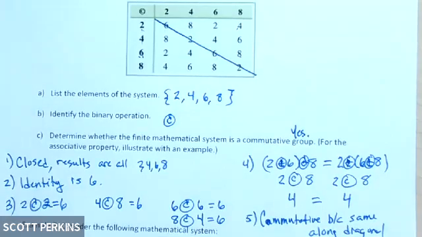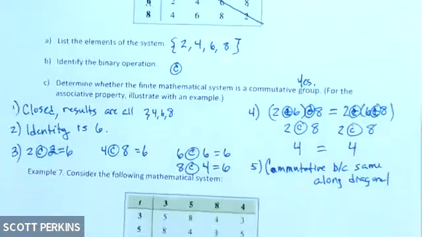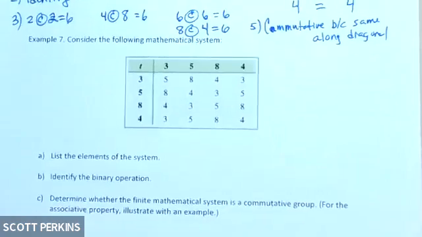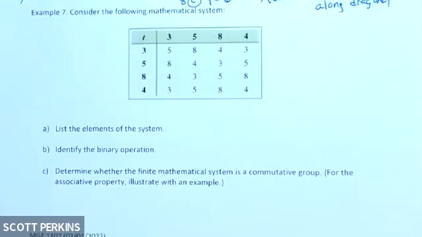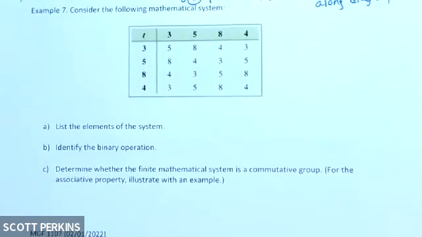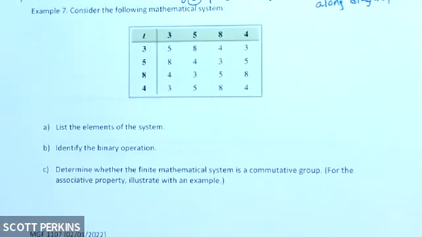All right, so I'm going to give you about 5 or 6 minutes. Example 7 is the same sort of thing. I haven't done these examples, so I'm learning as you learn. Do the A part and the B part, and then determine if it is a commutative group.